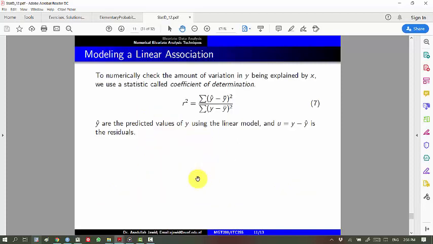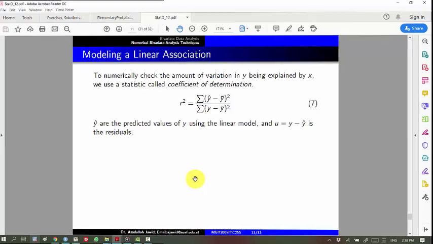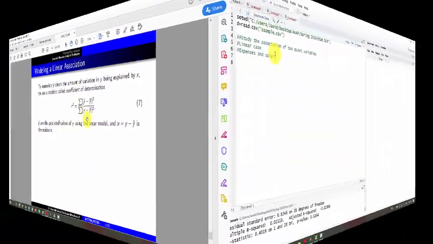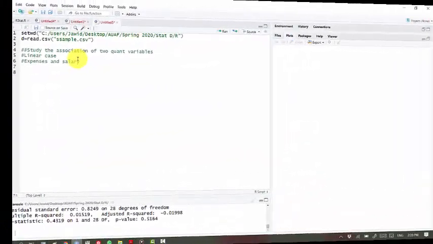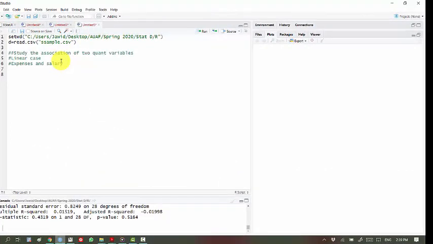In order to numerically specify the amount of variation in Y being explained by the variation in X, we use a statistic called the coefficient of determination. Now let's see how we can calculate the statistics that we have just seen in the lecture note in R. I specify my working directory, call my dataset, and see two variables, expenses and salary. First, I start by sketching the scatter graph.